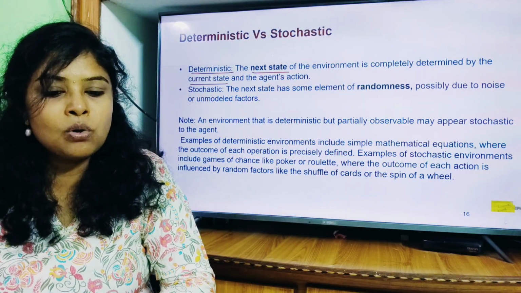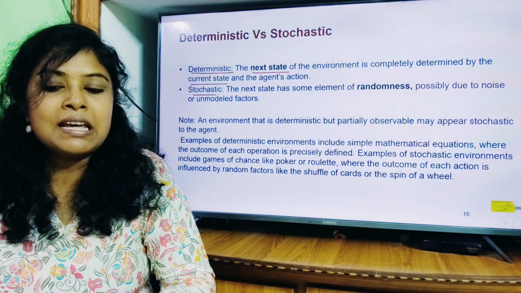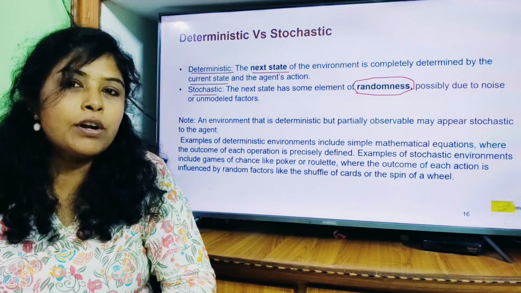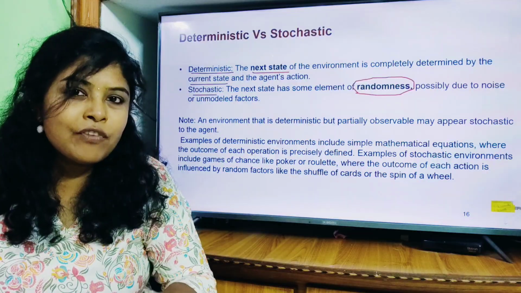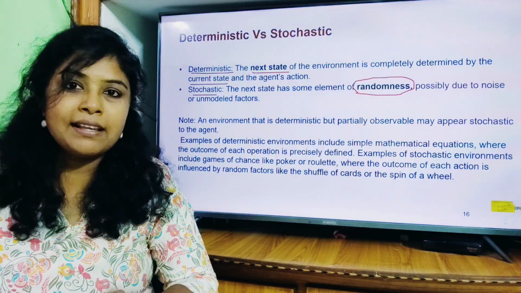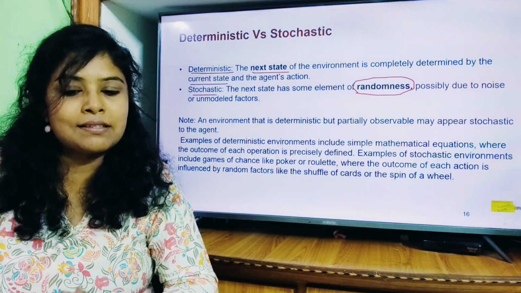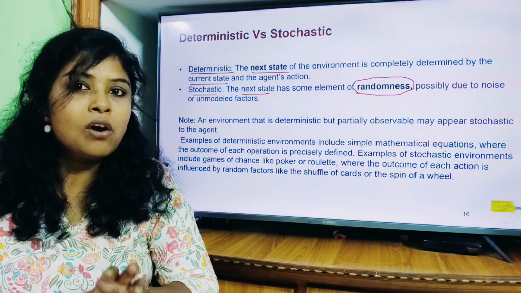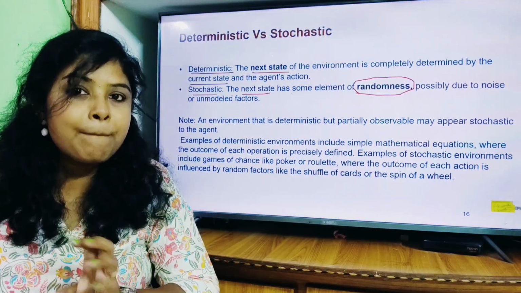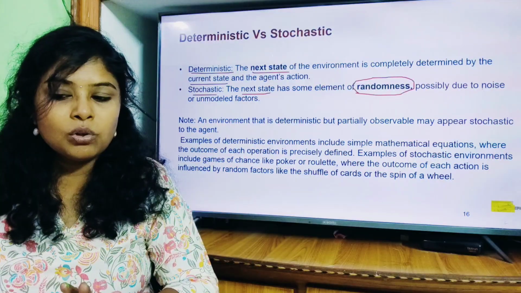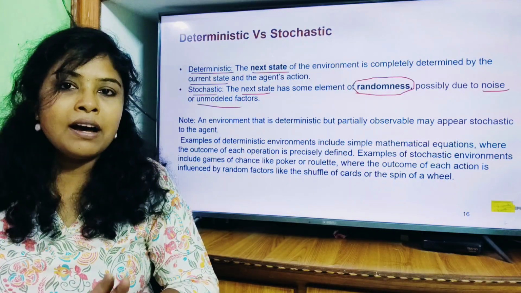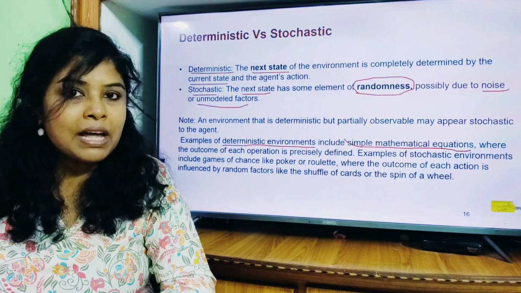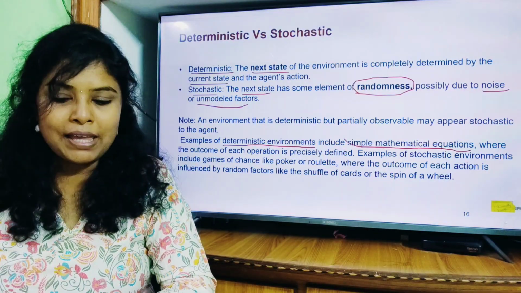And coming to the stochastic environment, there exists some kind of randomness. What do we mean by random? We are not very clear about what is going to happen next. So the next state has some element of vagueness or some amount of clarity missing, and that is due to noisy or incomplete information. Okay. So that is about deterministic and stochastic.